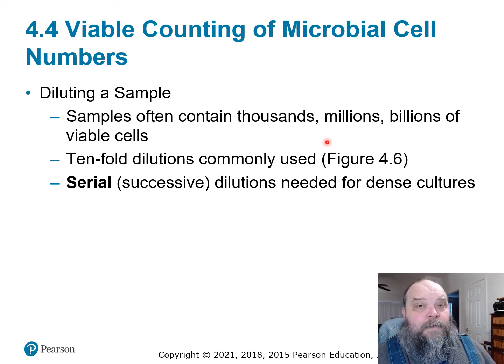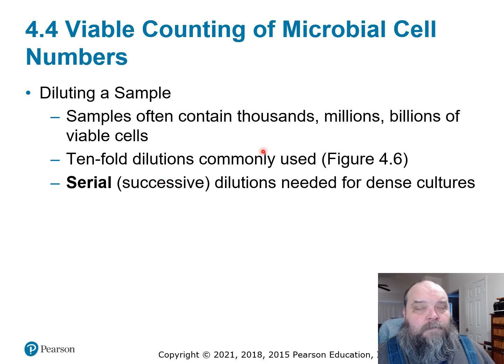It's a lot of cells any way you look at it. And that's a big range. 10 to the third, 10 to the sixth, 10 to the ninth. So what we commonly do is we take the unknown and then we make dilutions of it. We like to do tenfold dilutions, 1/10, 1/10, 1/10 dilutions. We call this serial dilutions or successive dilutions.